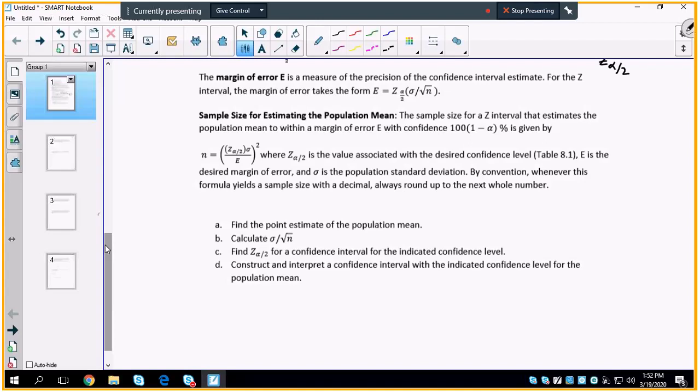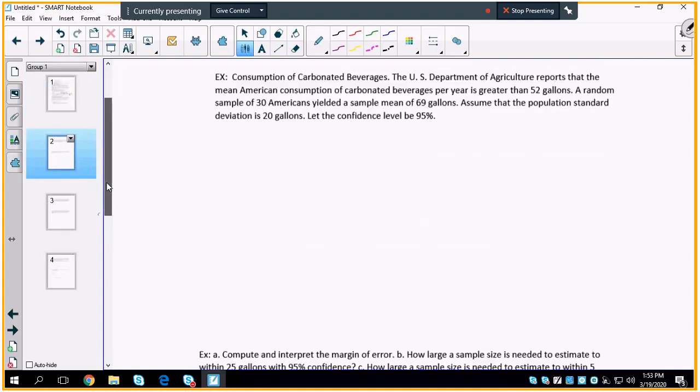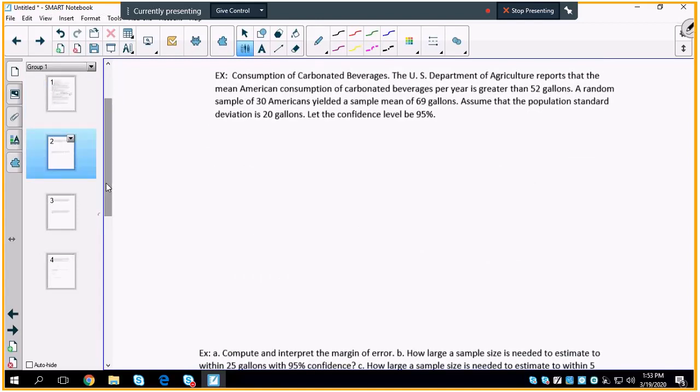There is one other topic that I want to discuss, but before that, let's go ahead and start solving some of the problems. So the next one says the problem, find the point estimate of the population mean, calculate sigma over square root of n, find z alpha over 2 for a confidence interval for the indicated confidence level, construct and interpret the confidence interval with indicated confidence level for the population mean. So we're going to answer all 4 of them. So let's do a problem by hand first. This is about consumption of carbonated beverages. The US Department of Agriculture reports that the mean American consumption of carbonated beverage per year is greater than 52 gallons.